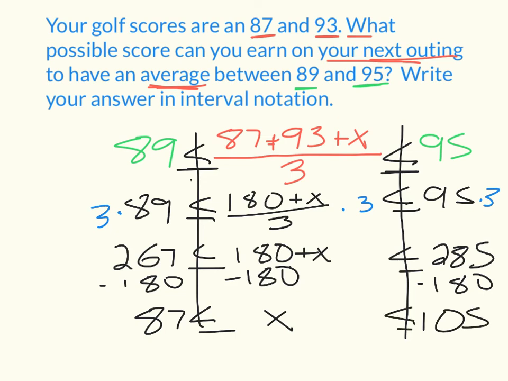If I'm doing interval notation, that's falling between 87 and 105, between 87 and 105. Okay, we use brackets because they are equal.